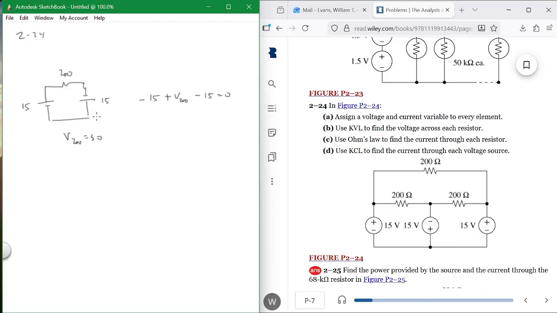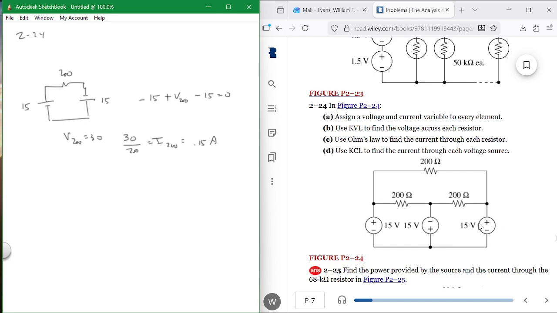If the voltage across that resistor is equal to 30 volts, what is the current through it? It's 30 divided by 200. I've got to get my calculator because I don't have the answers to these. Okay, so what is 30 divided by 200? 0.15 amp. Okay. Any questions about that?